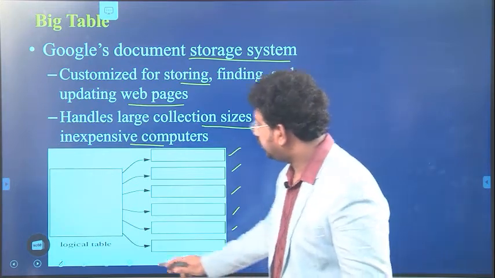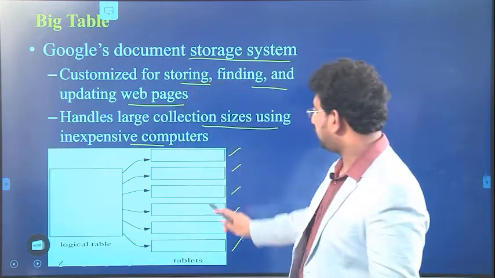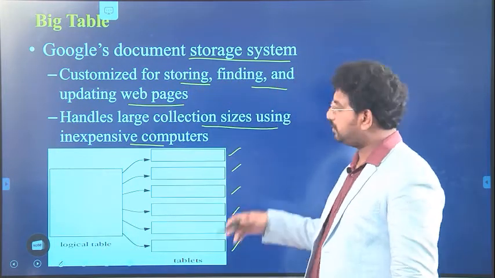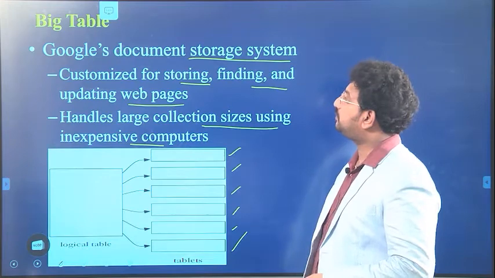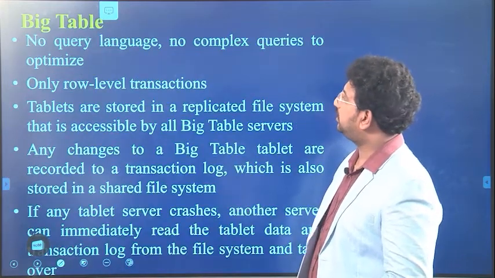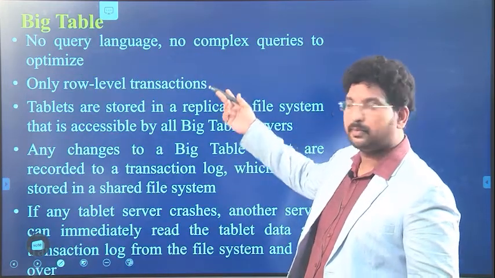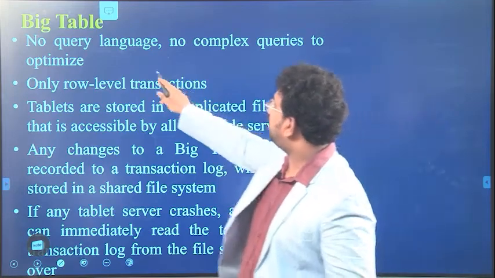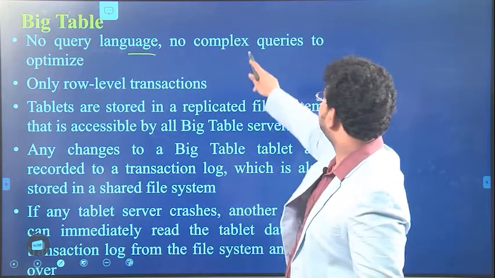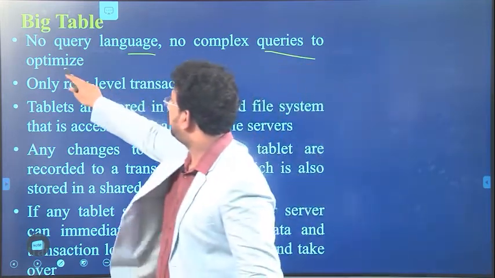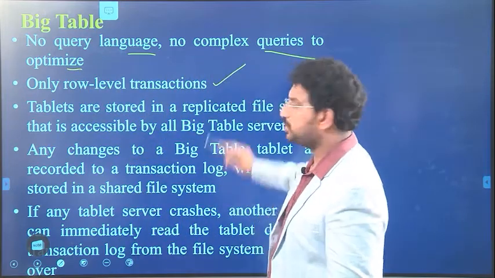So here you are able to see the table, which can be divided into a number of tablets, and those tablets are served by thousands of machines. Some more details about Bigtable: no query language, no complex queries to optimize, only row-level transactions.